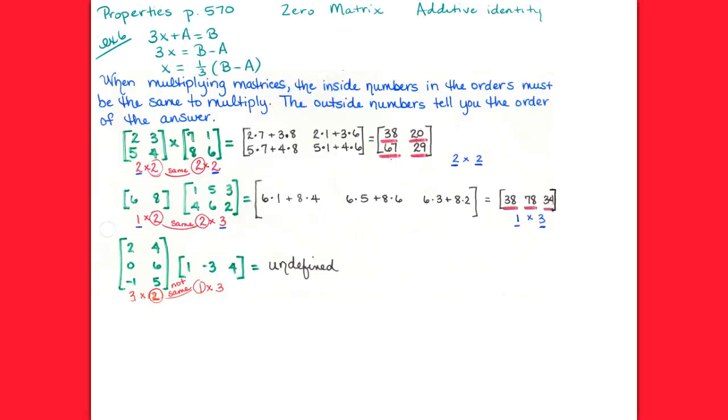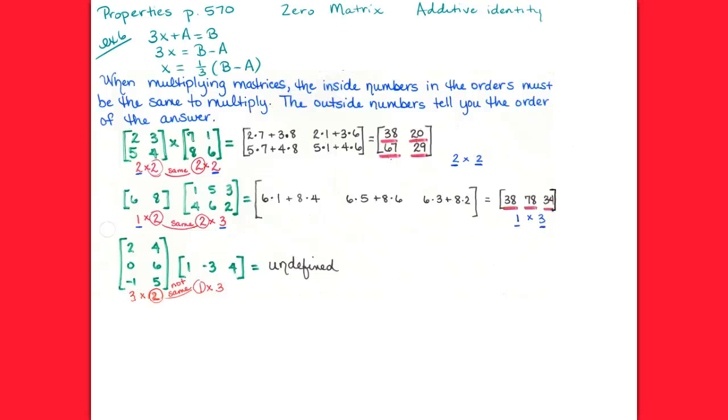They give me the zero matrix. A zero matrix is just a matrix made up of all zeros. If you take a matrix of all zeros and you add it to another matrix that has the same order, what would you get? That same matrix, right, what you started with.